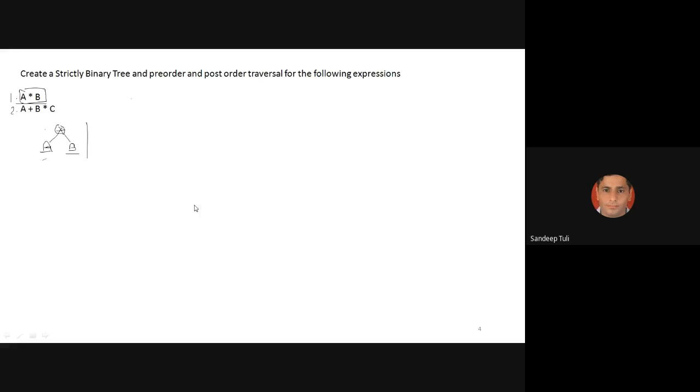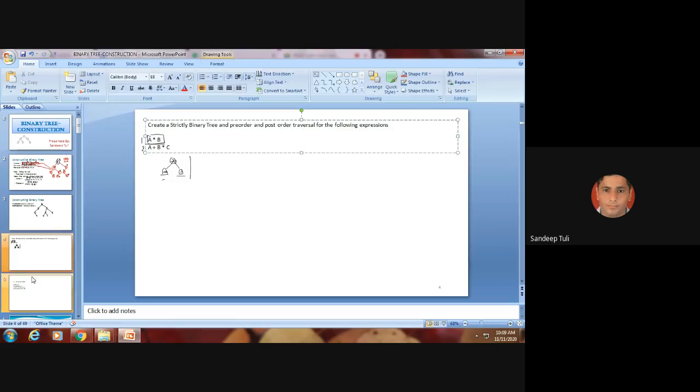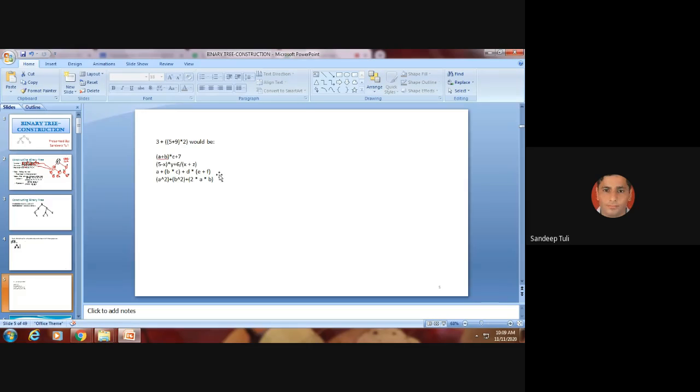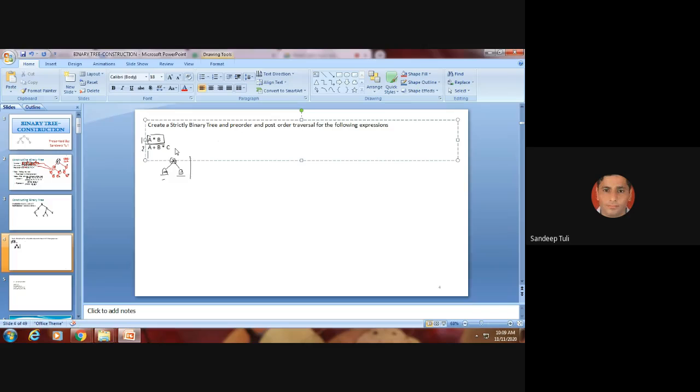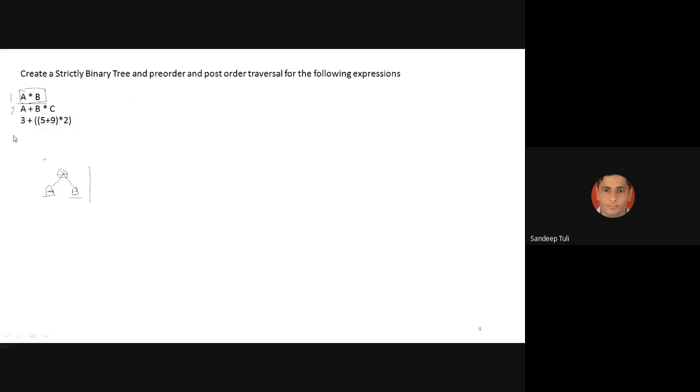Second one I am taking. Before moving on to the example, I should take an example in numerical form, so that it will be more clear to you all. Let us suppose this is our example: 3 plus (5 plus 9) star 2. Brackets are also there.